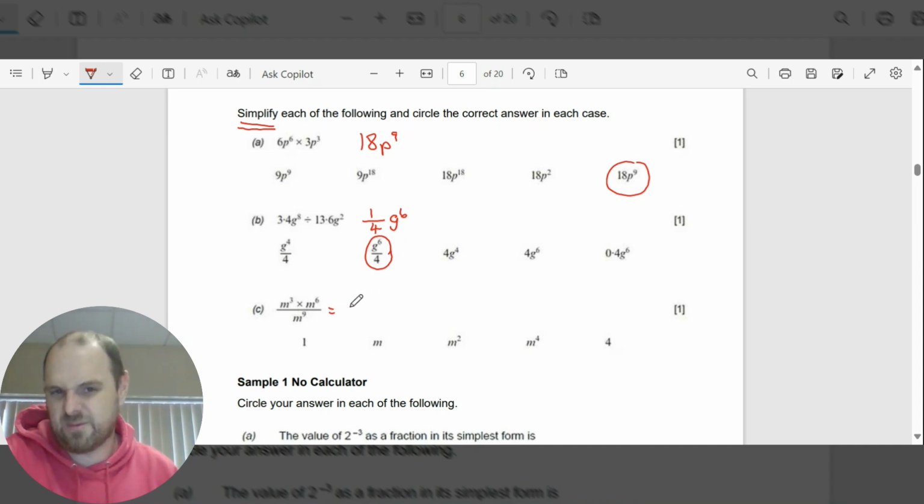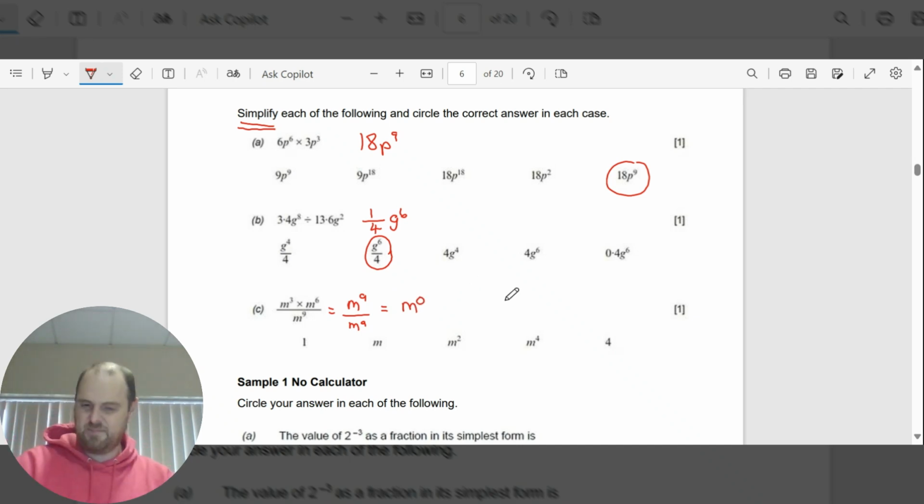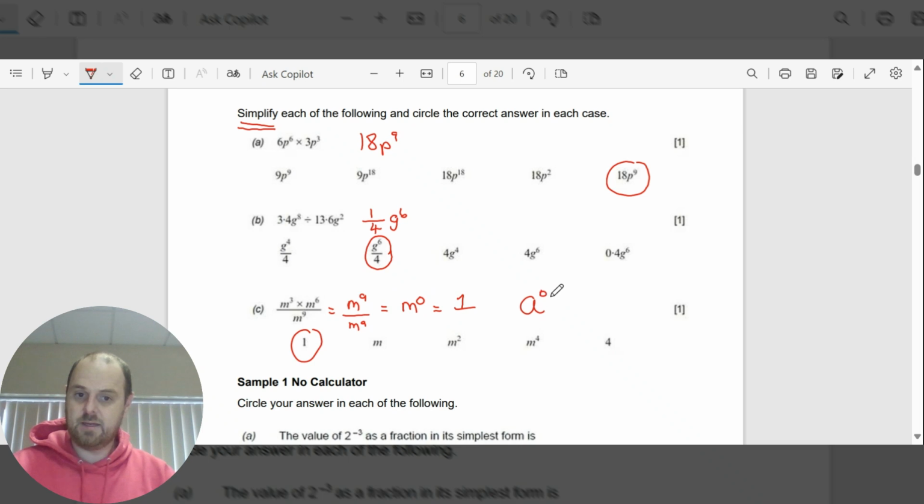I picked out a really hard one here deliberately. If we times, we add them, but then we've got to divide. And if we divide, we take away. Now, 9 take away 9 is 0. So that's the answer. A lot of people will put in m, but actually what the rule tells us is anything to the power 0 is 1. Try and remember that. Anything with a 0 is 1.